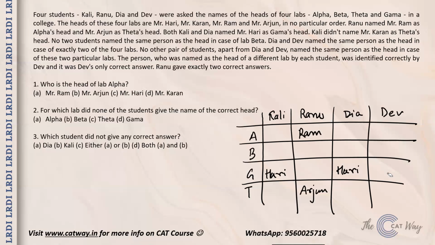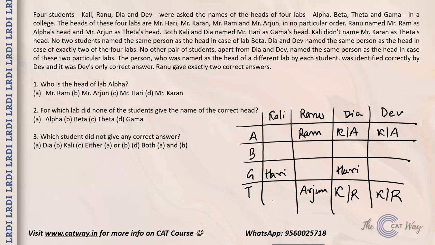Now, guys, for Diya and Dev, the possibilities are: Diya and Dev cannot answer Hari in Alpha and Theta because Diya has already answered Hari. So Hari is out of the picture. If you talk about Theta, the options are either Karan or Ram. Why not Arjun? Because Arjun is already taken by Ranu. In the same way, because we couldn't have Hari for Dev and Diya in Gamma, we cannot have Arjun for Diya and Dev in Theta. And similarly, we cannot have Ram for Diya and Dev in Alpha.